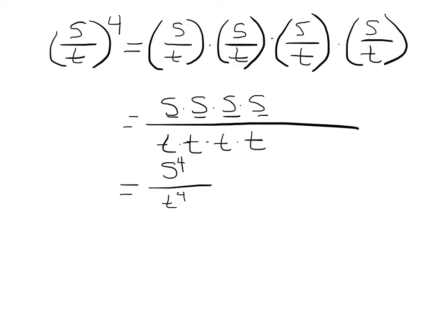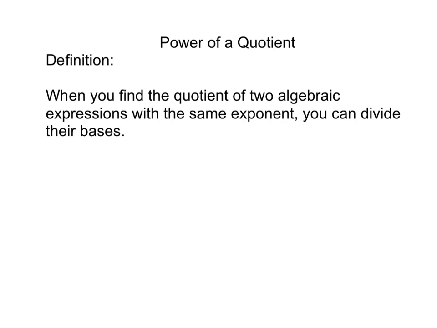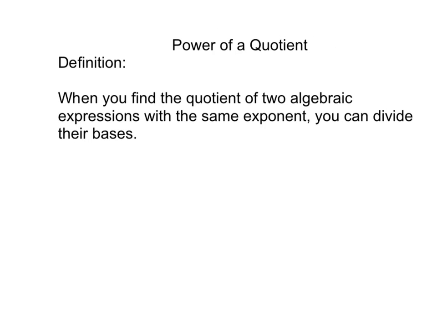So we can now write our rule or definition for the power of a quotient property. The power of a quotient is when you find the quotient of 2 algebraic expressions with the same exponent. This is just like my power of a product where I'm looking at the same exponents, but in this case I'm going to be dividing their bases. So the rule for this would look as so.